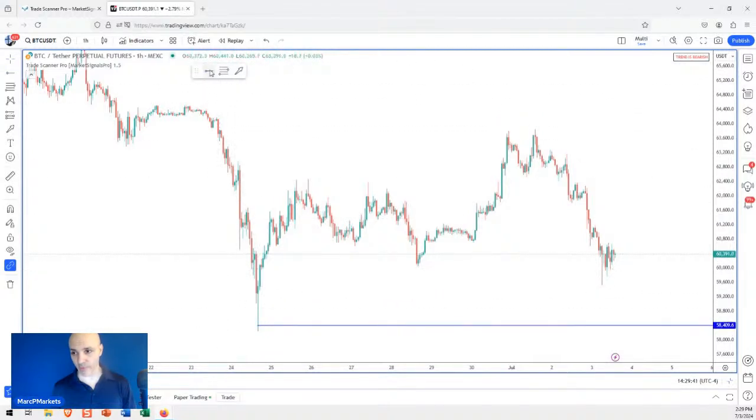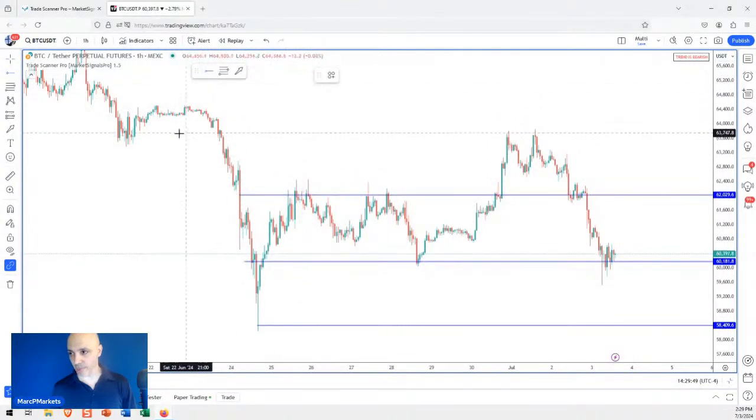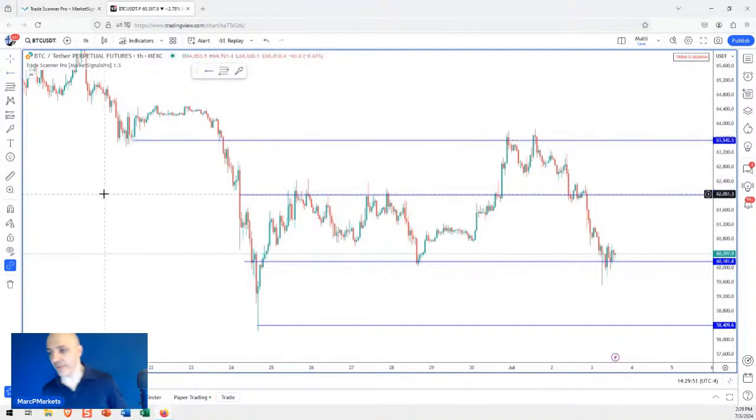So we could say we have support here. We can say we have a support right around here where we are right now. We can say we have a resistance here. We can say we have a resistance here. Now, those are our levels. That's it. It took me 2 minutes to do that. Doesn't take long to learn this.